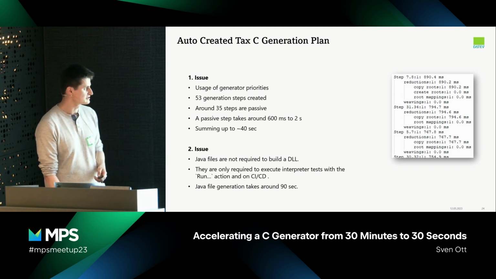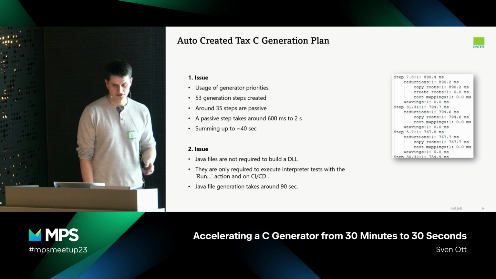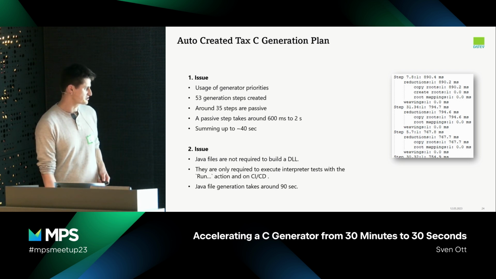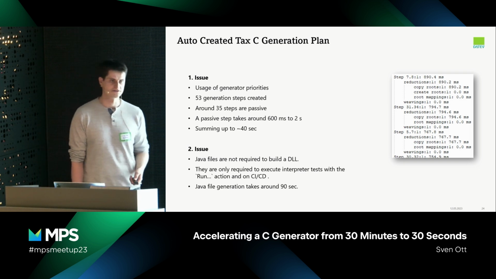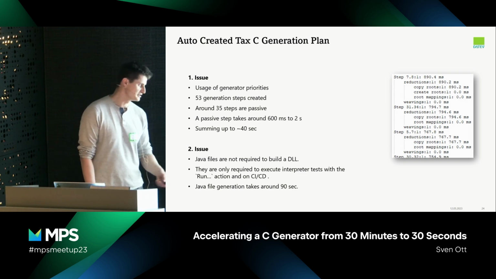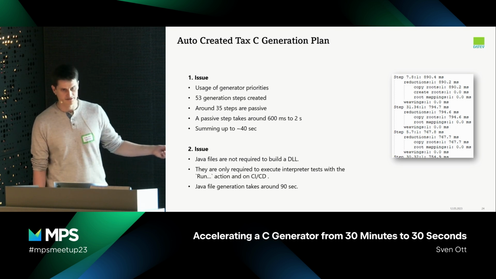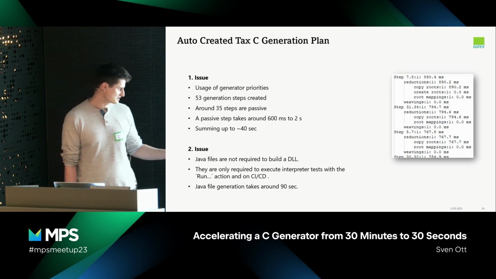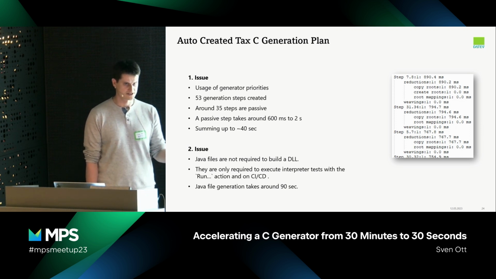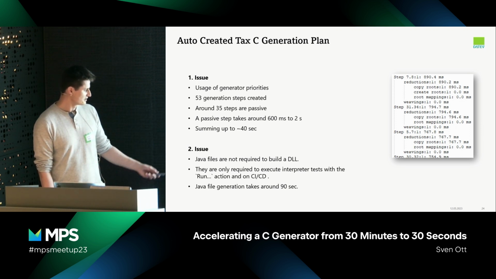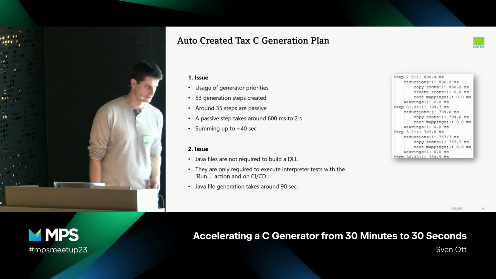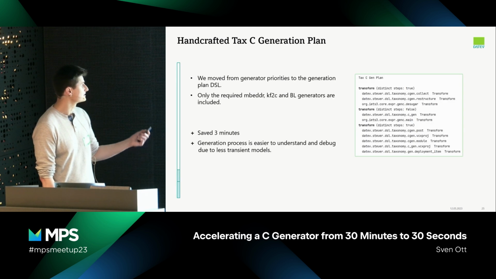And the second drawback of not excluding unwanted generators is that we always generate Java files. And of course, if we only want to have a DLL, we don't need Java files. We only need Java files to execute the interpreter test using that MPS run action or on CI/CD. So generating and compiling Java files also takes 90 seconds, which we would like to remove from our generation process.